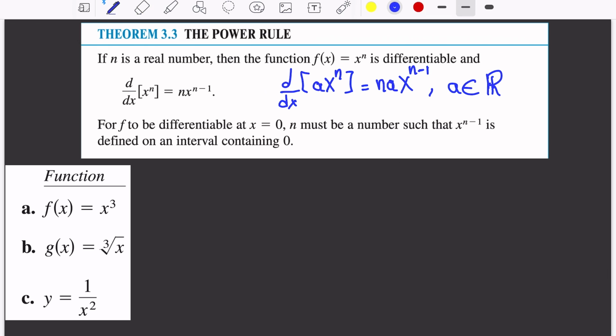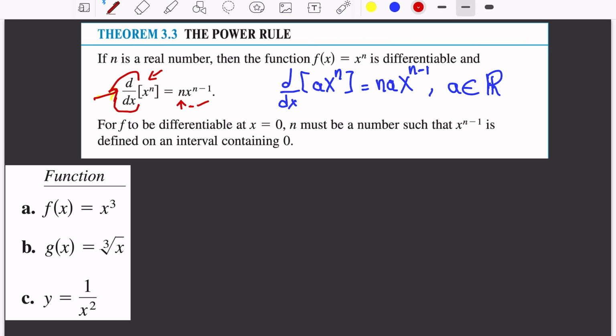So we're going to go over the definition. If n is a real number, then the function f of x is equal to x to the n power, differentiable. And here's the derivative. We have the derivative, denoted by d over dx, of x to the power of n is equal to n times x raised to n minus 1.